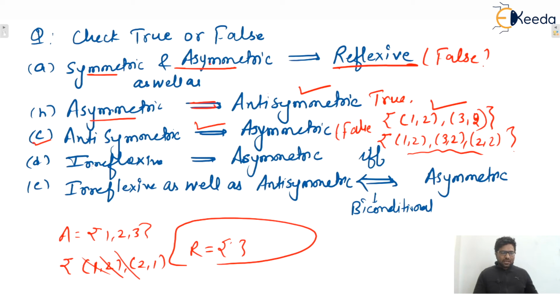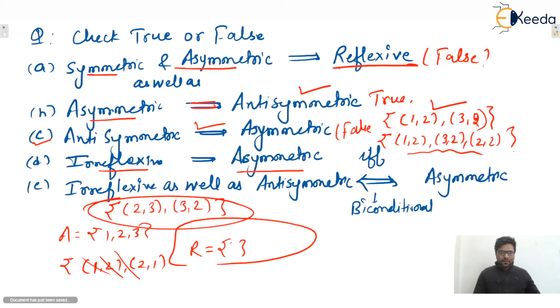Then next one is D, irreflexive implies asymmetric. No, irreflexive doesn't guarantee that it will be asymmetric also, because let us consider one relation, let's say (2,3) and (3,2). Yes, this one is irreflexive, no problem at all, no self loop is there. Even then we can say that it is not asymmetric, because in asymmetric, if (x,y) is present, then (y,x) must not be present. That's why we can say that this statement is also false, isn't it? I hope this one is clear to everyone.